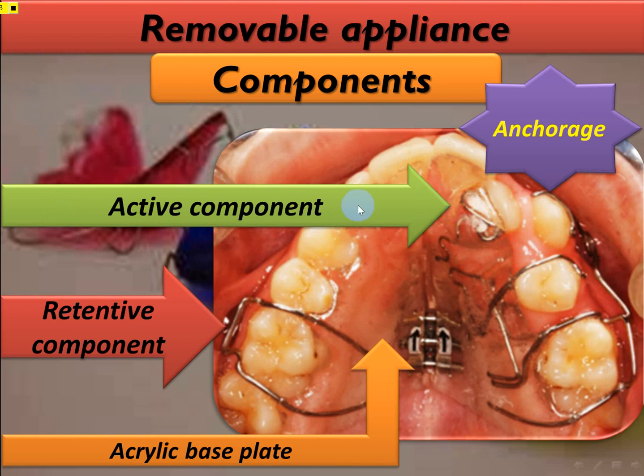In front of the active component, you should write, for example, for this case: Z spring on the upper left lateral, modified buccal canine retractor on the upper left canine, finger spring on the upper left second premolar.